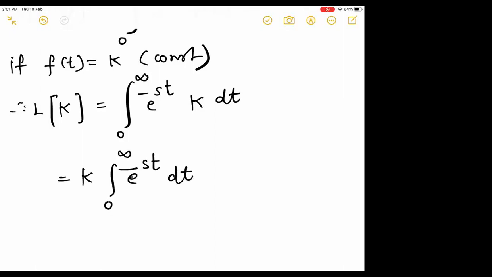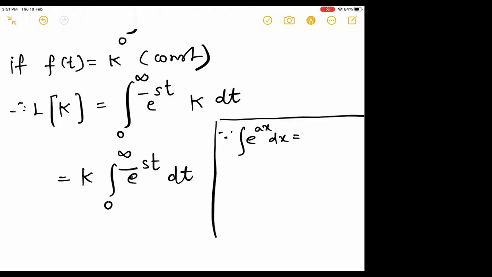Correct? And you know what is the exponential function integration? What is the integration of e raised to ax? E raised to ax upon a. E raised to ax upon a. Very good. Sorry, a. So whatever the constant multiplied with x, that will come in the denominator. Integration is exactly the reverse process of differentiation.